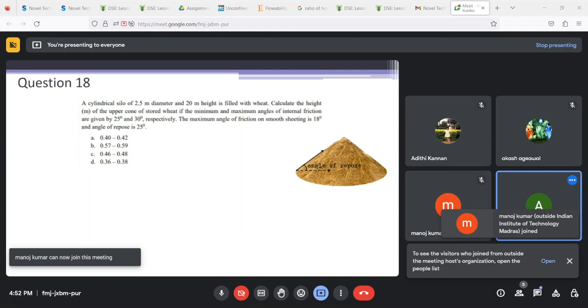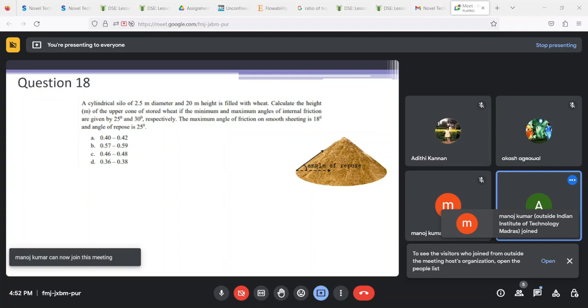So question 18. A cylindrical silo of 2.5 meter diameter and 20 meter height is filled with wheat. Calculate the height of the upper cone of the stored wheat if the minimum and maximum angle of internal friction are given by 25 degrees and 30 degrees respectively. The maximum angle of friction on a smooth sheeting is 18 degrees and the angle of repose is 25 degrees.